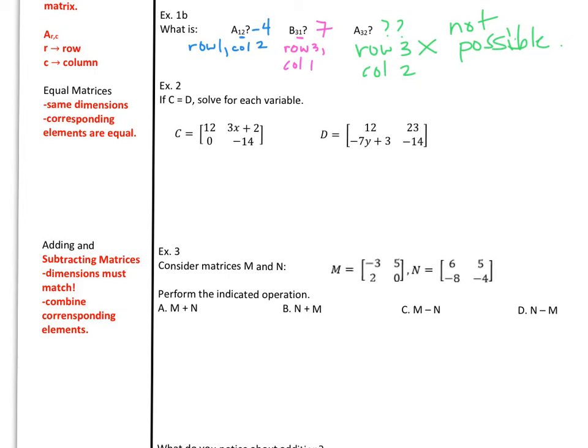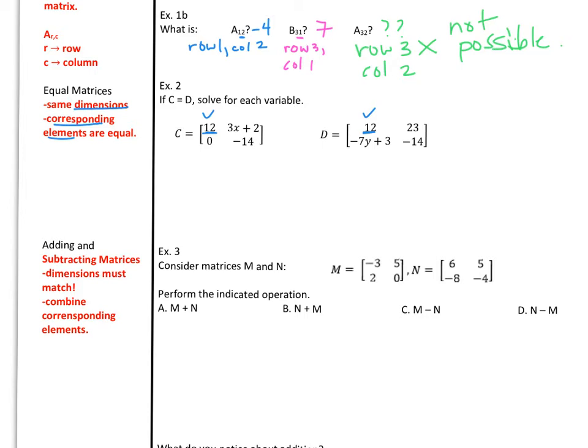If you have matrices that are equal to each other, they have to have the same dimensions. So the rows for the first matrix must equal the rows for the second matrix and columns to columns. And if the matrices are equal, you simply match up their corresponding elements. In the example on the right, it says if C equals D, solve for each variable. That would mean each element in matrix C has to be identical to the one in D. Taking a look at that first spot right here, row 1, column 1, row 1, column 1. Both of those are already equal to each other, therefore no variable needs to be solved for.